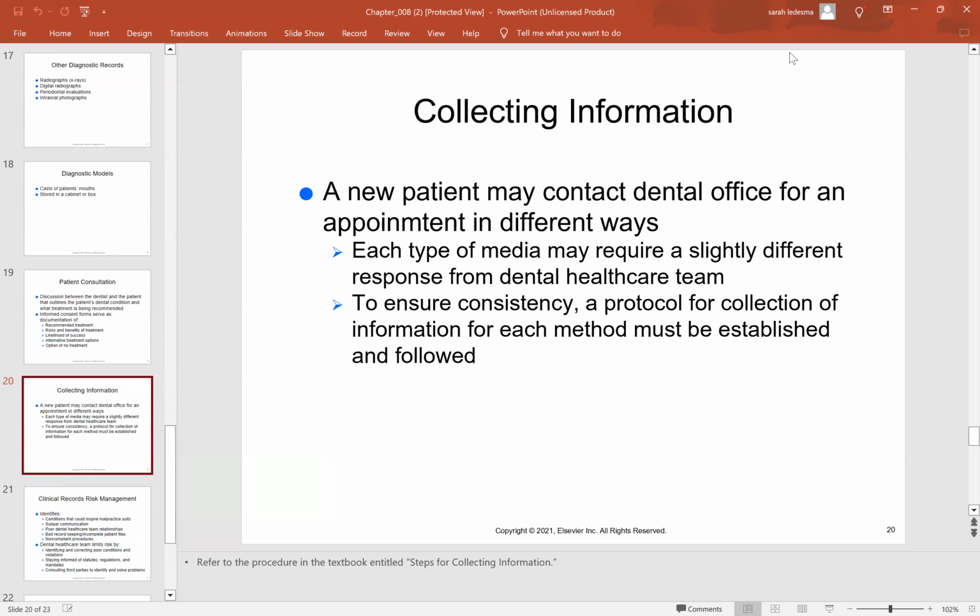A new patient may contact the dental office for an appointment in different ways. Each type of media may require a slightly different response from the dental healthcare team. To ensure consistency, a protocol for collection of information for each method must be established and followed.